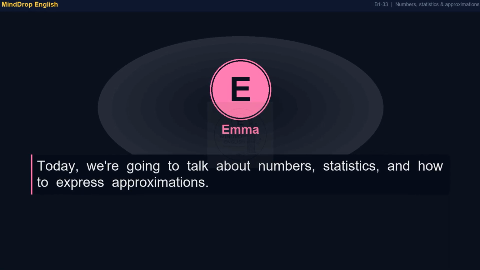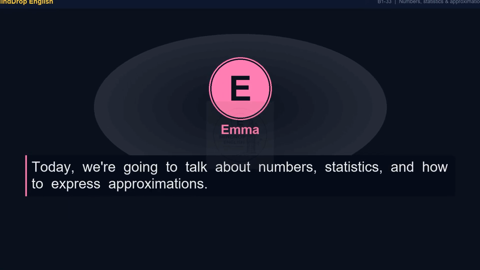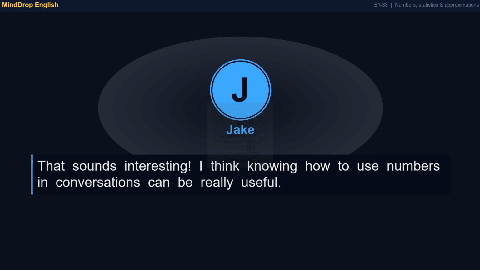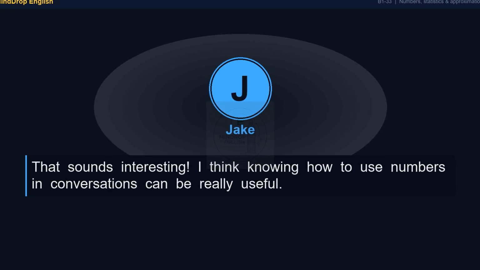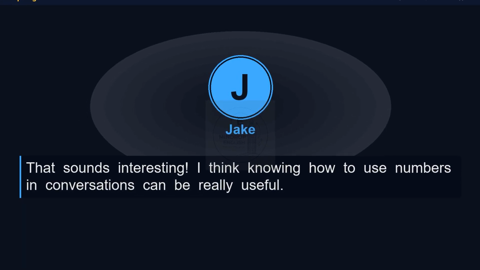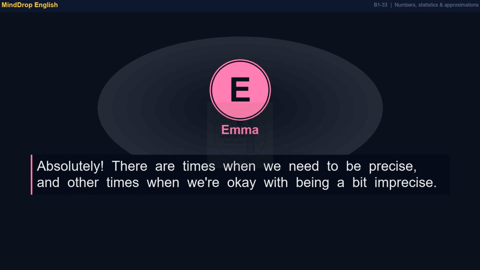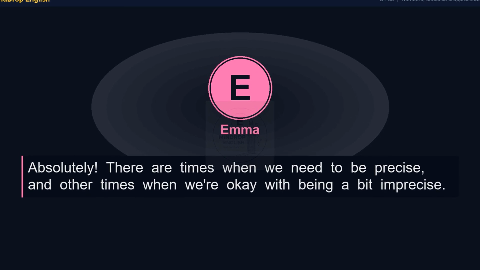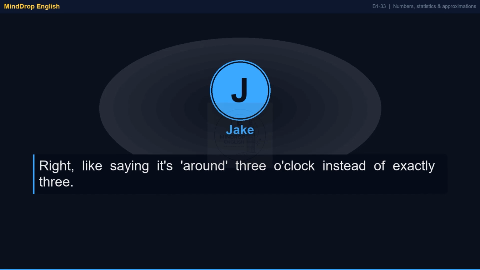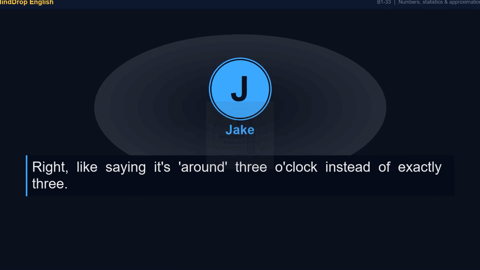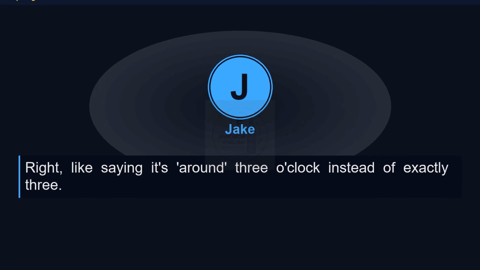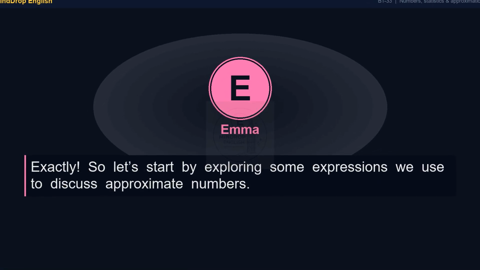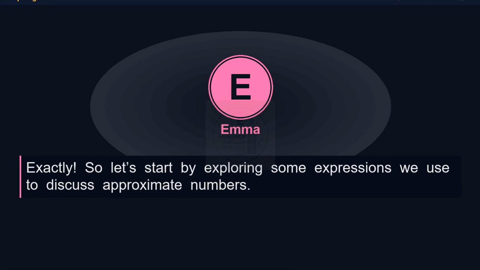Today, we're going to talk about numbers, statistics, and how to express approximations. That sounds interesting. I think knowing how to use numbers in conversations can be really useful. Absolutely. There are times when we need to be precise, and other times when we're okay with being a bit imprecise. Right, like saying it's around 3 o'clock instead of exactly 3. Exactly. So let's start by exploring some expressions we use to discuss approximate numbers.